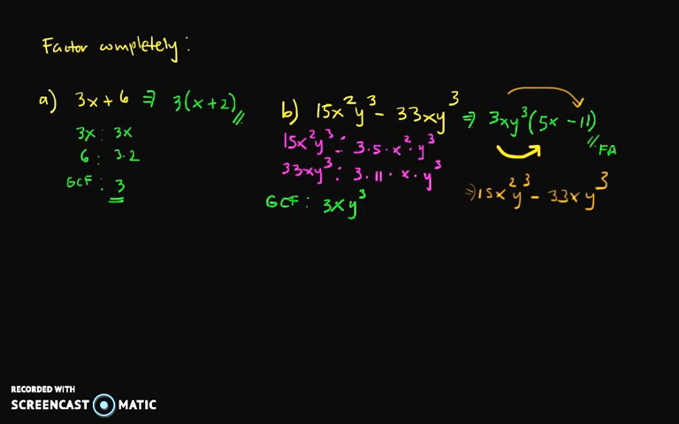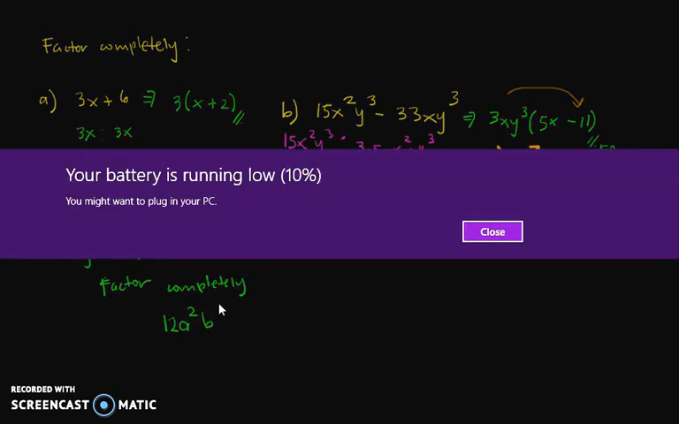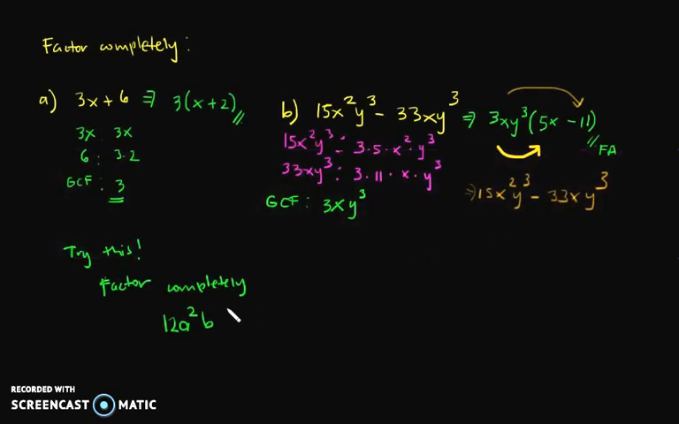Now for your own exercise, you have to try this one, and we're going to process it later. So factor completely, the given is 12a squared b to the fourth minus 16a cubed b squared plus 20a to the fifth b cubed. You can pause as many times as you want, as long as you arrive with the same answer. So good luck.